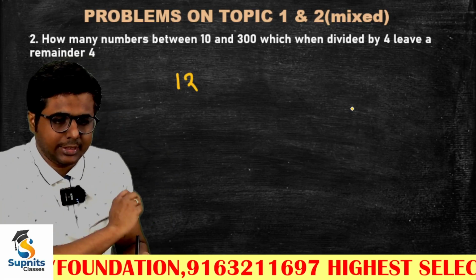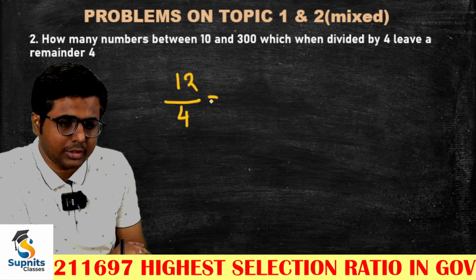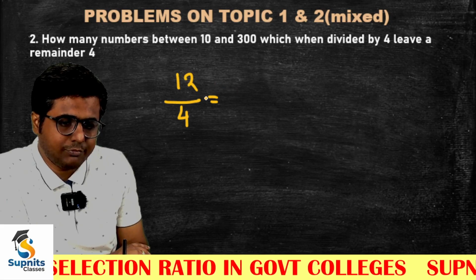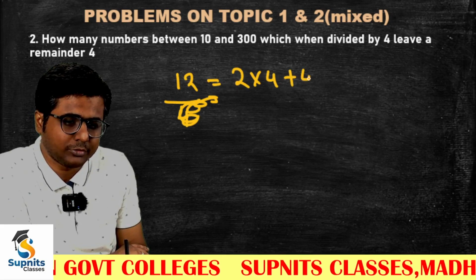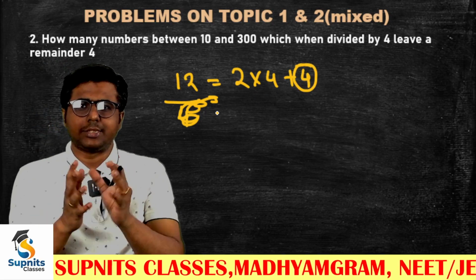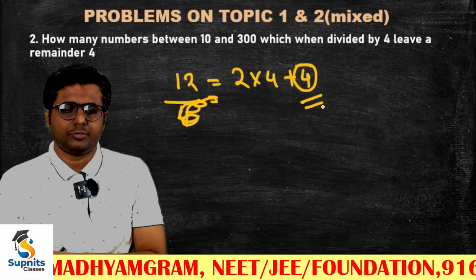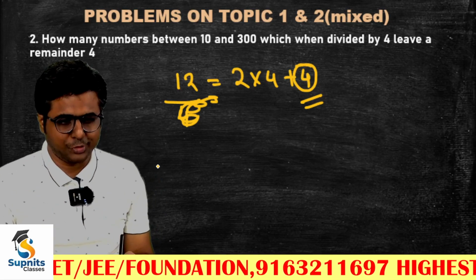You understand this thing? You divide this by 4, okay. Can you write it like this? Let us see this one. 12 is equal to 2 into 4 plus 4. So, remainder is 4. It is divided by 4 into 2 like that stuff. So, here remainder is 4. Suppose this problem is given. I know this problem is not correct, but still I will do it.